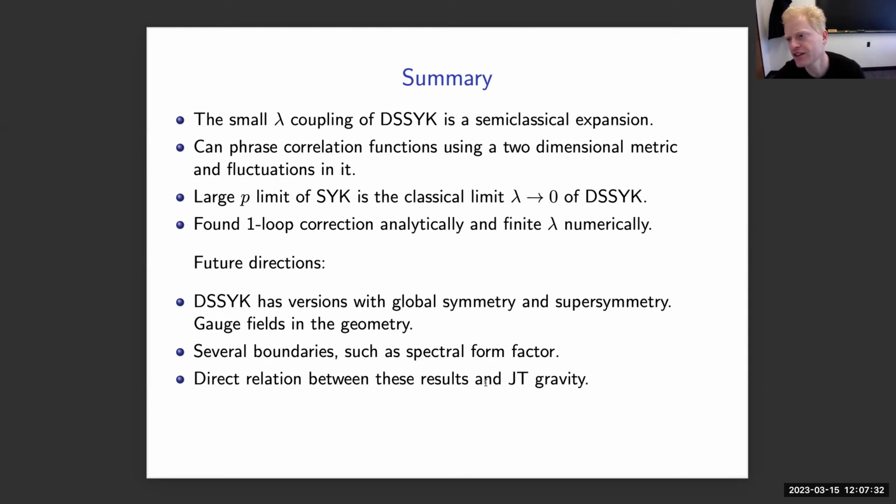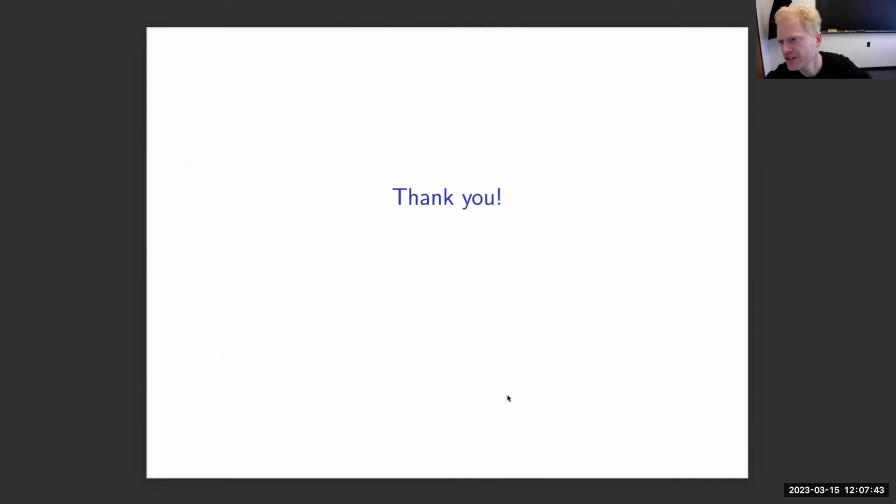And then indeed we discussed how to understand it, how to modify JT gravity to give these calculations that we mentioned. Okay, so thank you, and that's it basically.